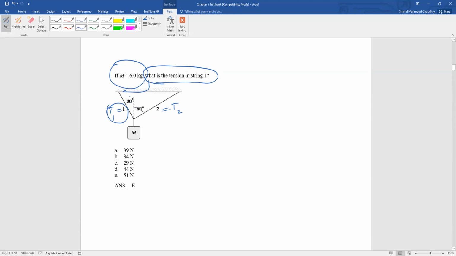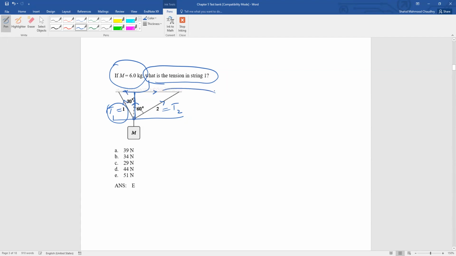To find this value, first we draw the arrowheads of the tension. This is the point where it is attached, and this is the tension direction, and this is the tension direction. Then you will make the components. So draw the line and make the components along this line. This component will be in this direction, and this in this direction.